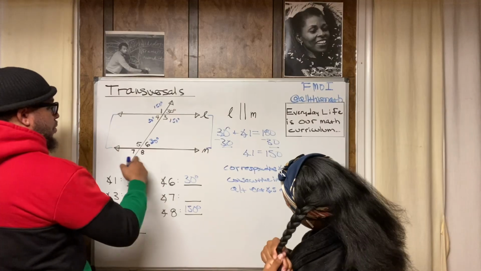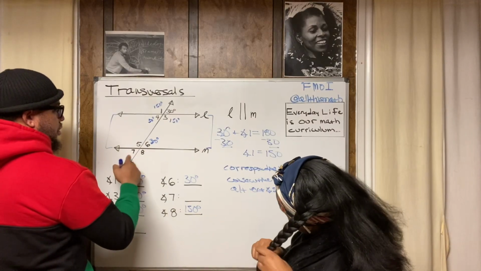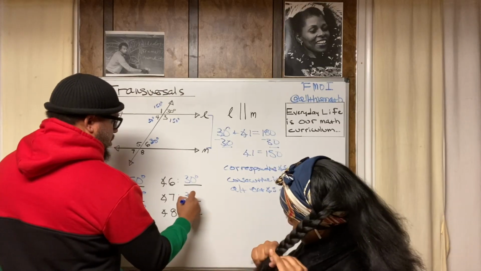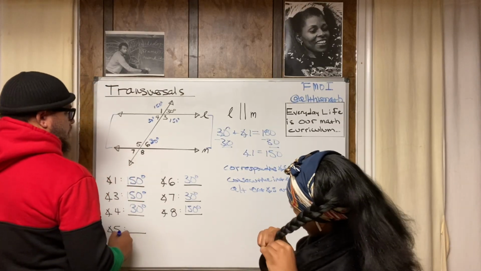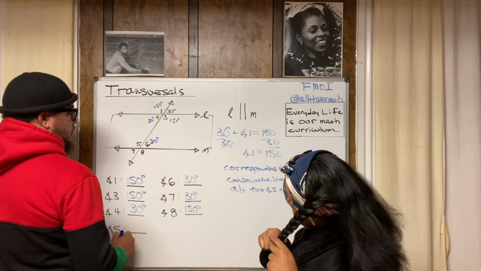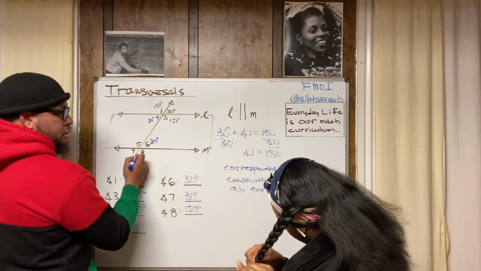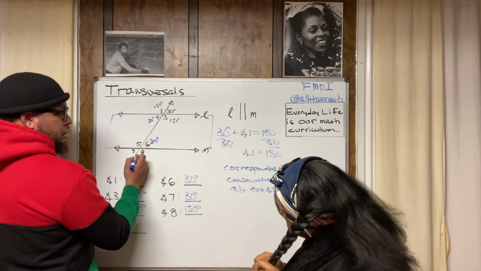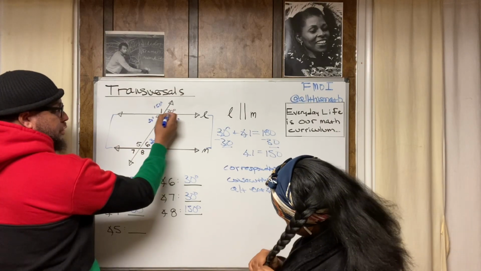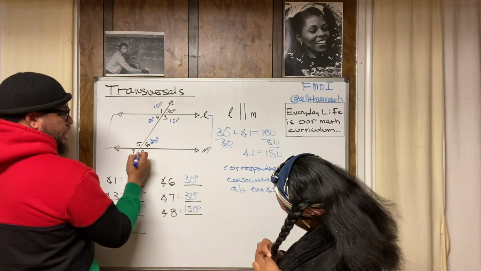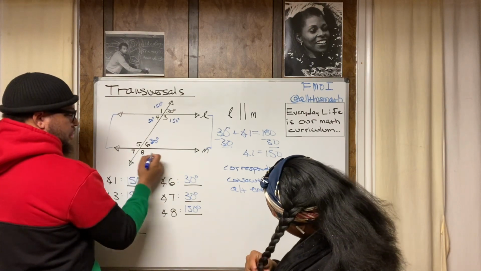Now, what about angle 7? 30. How do you know it's 30? Because they're both on the outside and they both have to add up to 180. Well, them being on the outside doesn't have anything to do with that. But they're a linear pair, right? Just like angle 1 and the 30 degree angle, they're a linear pair. They're adjacent to each other and they form a straight line, right?